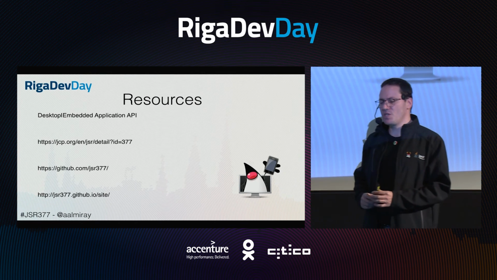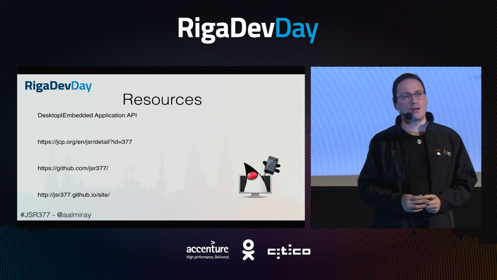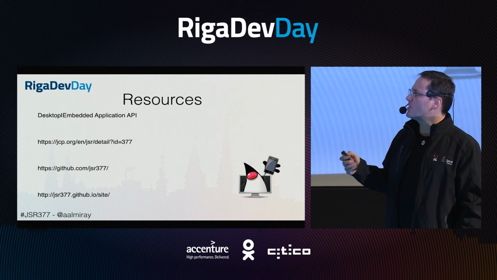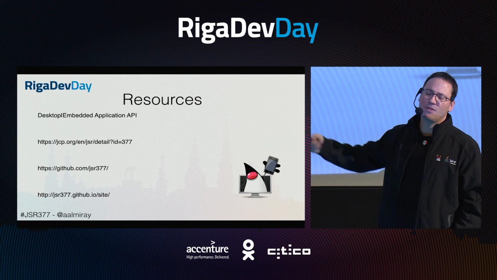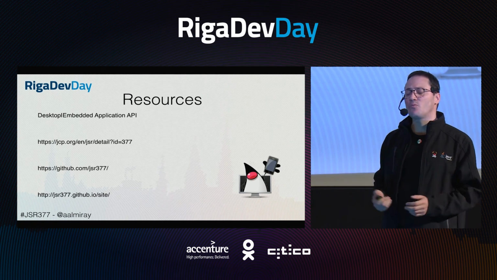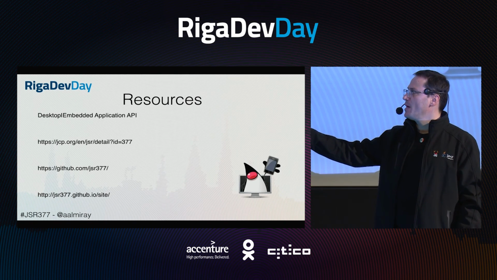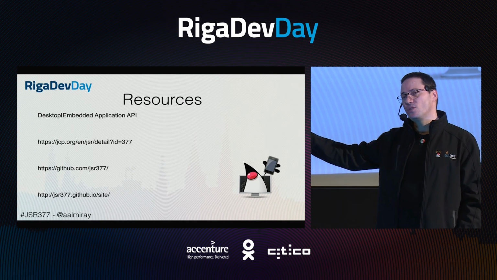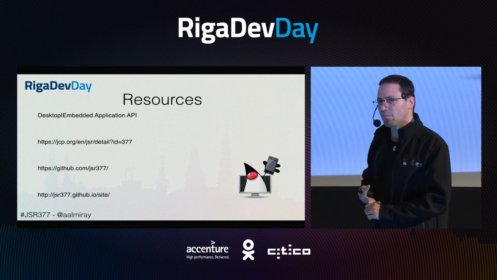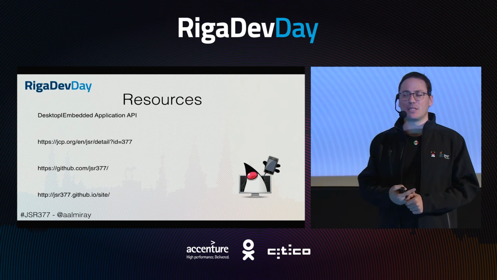These are the current resources. If you are interested in finding more information about the JSR, the official page of the JSR is found at the JCP.org website. And our GitHub repository, where we change code, is found right there. This is the name of the organization. This is where we host the API, this is where we host the reference implementation, and where we will also be hosting the technology compatibility kit.